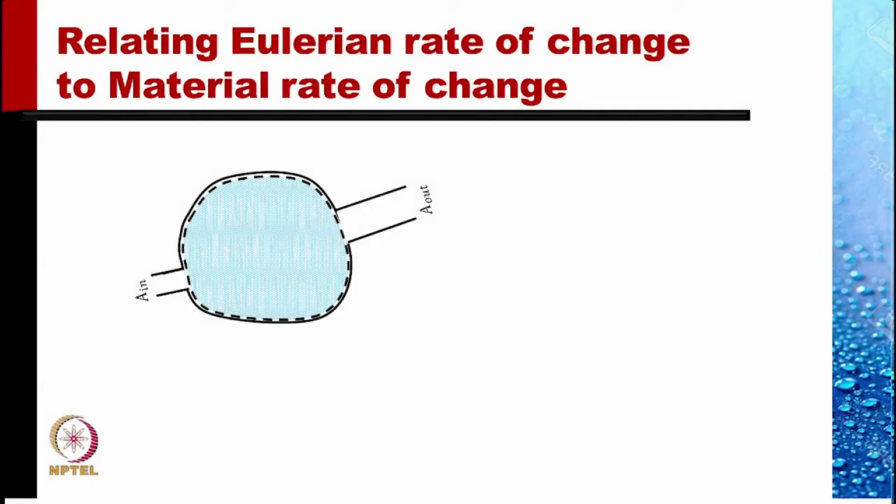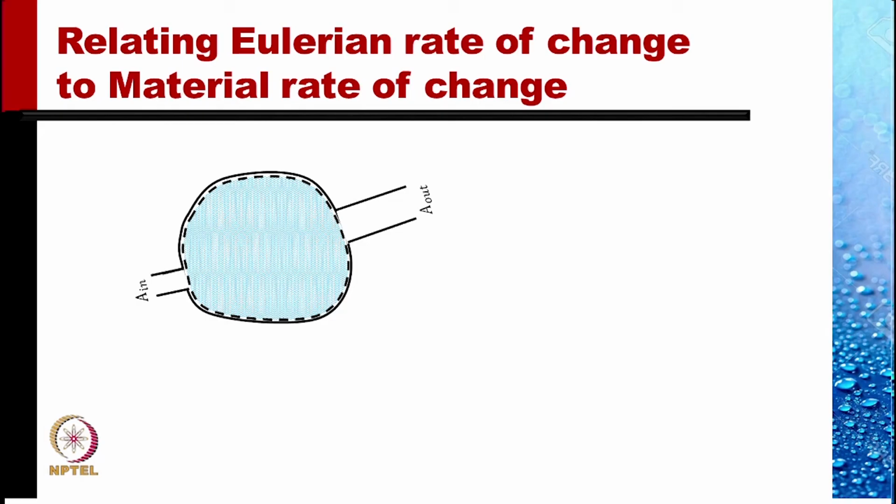When we apply the physical laws, we need the rates of change of material properties associated with the system. All physical laws that are available to us use the rate of change of material systems. But in fluid mechanics, we deal with control volumes, and the rates of change that we know are available for control volumes. So we need a relation between Eulerian rate of change and the material rates of change.